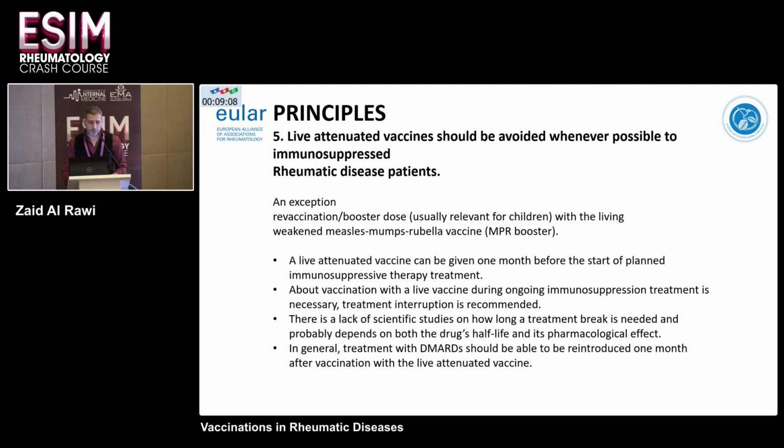One exception is a revaccination booster dose, usually relevant for children with the live weakened measles, mumps, rubella vaccine, MMR, the booster dose. This should be carefully evaluated. A live attenuated vaccine can be given, though sometimes we need to do a good evaluation. It can be given 1 month before the start of the planned treatment if we haven't started yet.